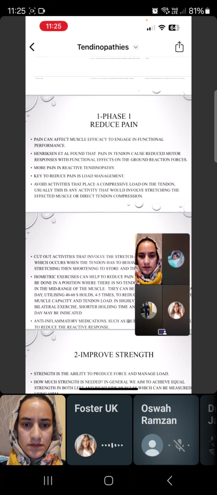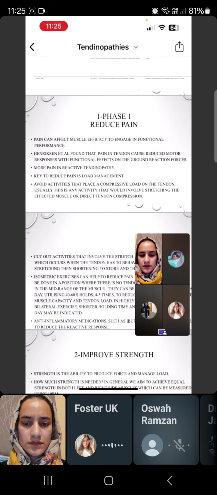Pain will be more prominent in reactive tendinopathy. Sometimes we can just have a simple general tendinopathy, but sometimes it could be more painful because some people are more reactive. The inflammatory process is more prominent in those patients. This condition is called reactive tendinopathy, because they react very fast to the load, and the next day they will be like, oh my god, I walked about 30 minutes a day, and next day I was in so much pain. That would be because the tendon is reacting. So key to reduce pain is load management.